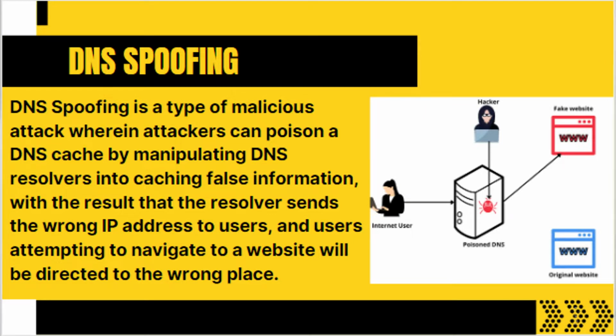attackers can poison a DNS cache by manipulating DNS resolvers into caching false information, with the result that the resolvers send the wrong IP address to users, and users attempting to navigate to a website will be directed to the wrong place. Now, a good example is for those who have ever tried downloading movies from certain sites.